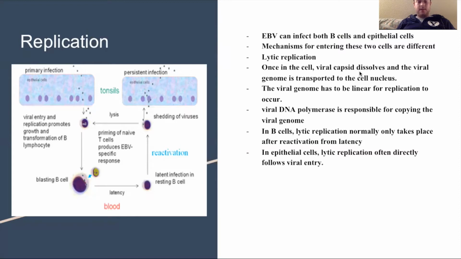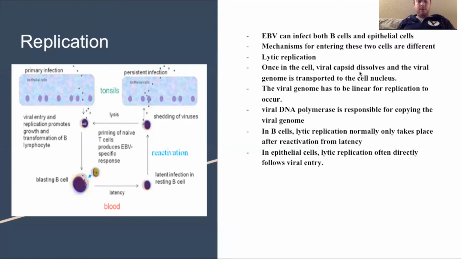For epithelial cells, viral protein BMRF2 interacts with a cellular integrin. Integrins are transmembrane receptors which help with adhesion to the cell. Then a different viral protein interacts with a different integrin to trigger fusion of the viral envelope with the cell membrane. Once the virus is in the cell, the capsid dissolves and the viral genome is transported to the cell's nucleus so replication can occur.